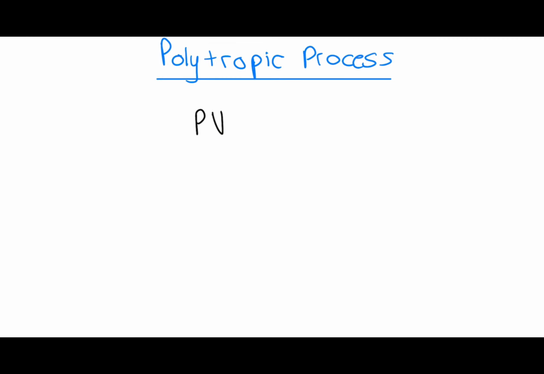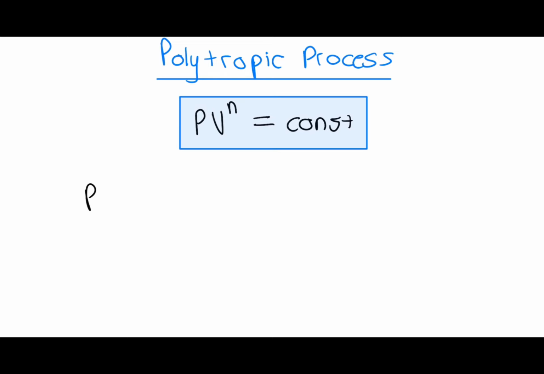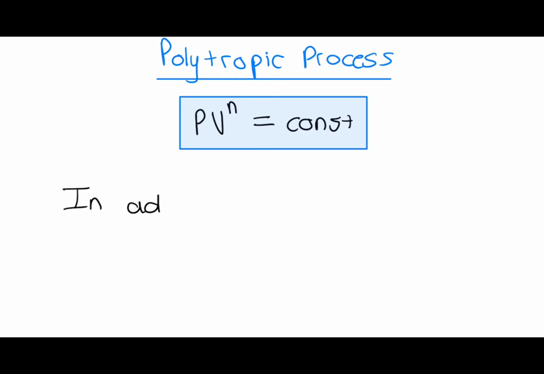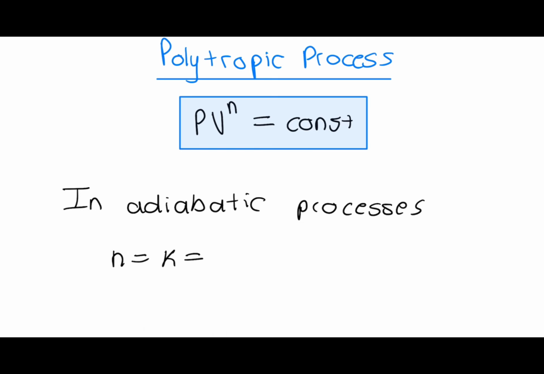A polytropic process is a process where P and V are related with the following formula: PV to the power N is constant, where P is pressure, V is volume, and N is the polytropic index, which determines the nature of the process. Adiabatic processes are special cases of polytropic processes where the polytropic index is Cp over Cv. Let's use this polytropic relationship to get the work.